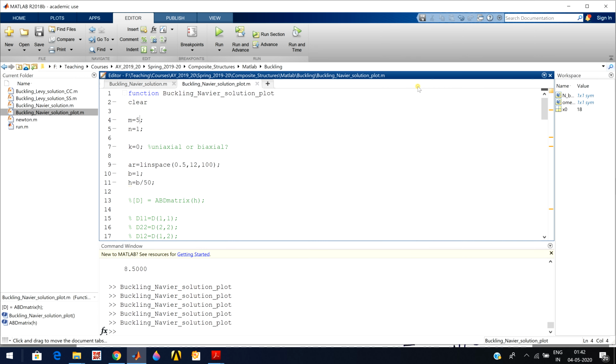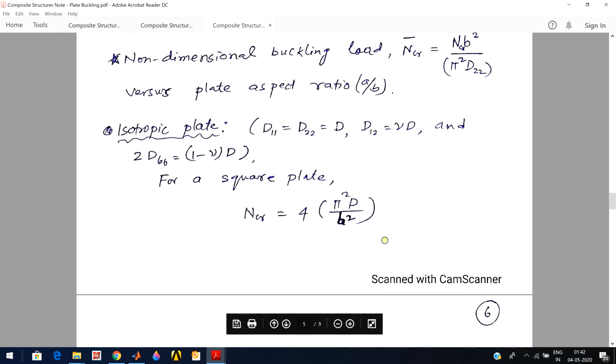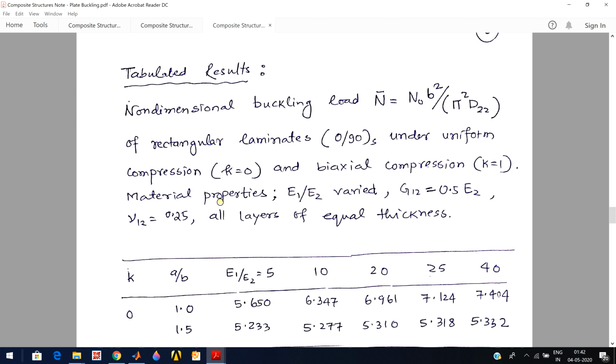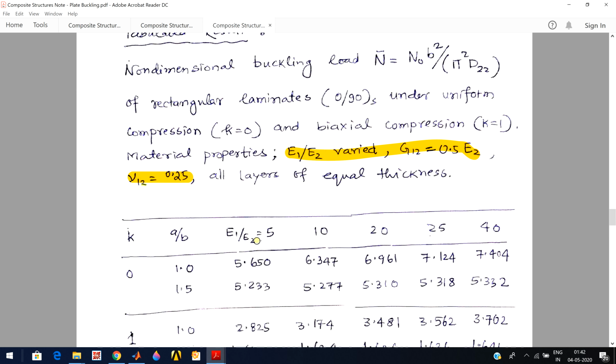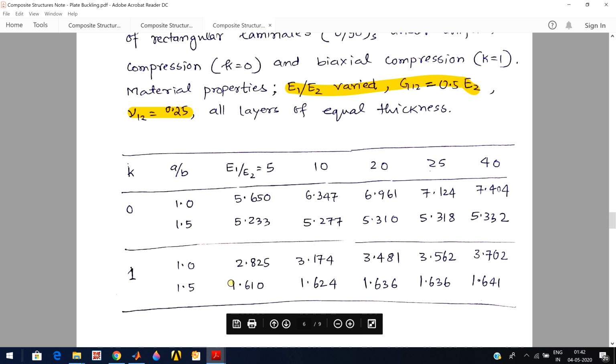Okay, so this is this plot. Now let me try to see how we can get the other table. For this table, the material properties are taken as this. So we want to vary it, and D12 and E12 is this. Then k is equal to 0 is uniaxial, k is equal to 1 is biaxial, and here the aspect ratio is also changed to 1 and 1.5. Then E1 and E2 are varied. So for all these cases, the values are reported.